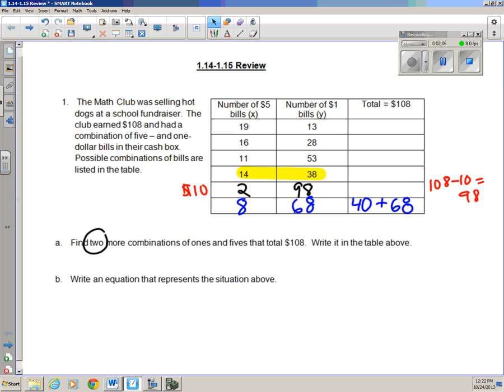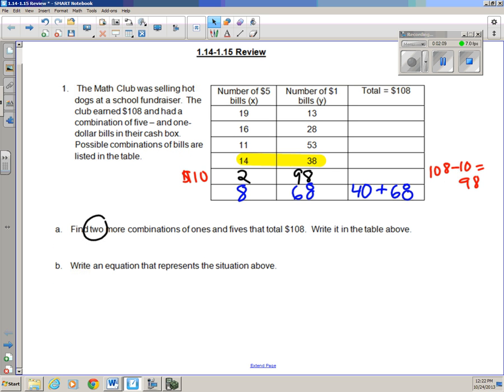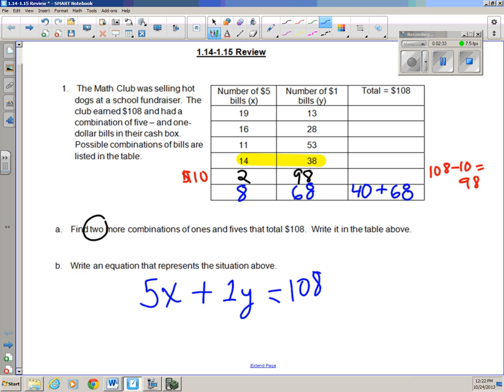So how would we write an equation to simplify the above? Well, x is the number of $5 bills and y is the number of $1 bills. So basically I can say, however many $5 bills I have, that's x. I'm going to multiply it by 5, plus however many $1 bills I have, I'm going to multiply that y by 1. That has to total $108. 5x plus 1y equals 108.